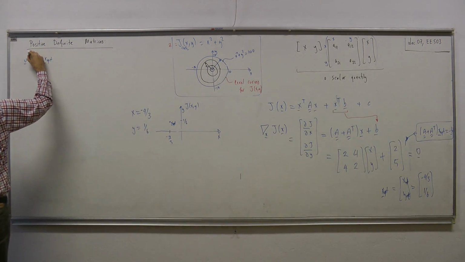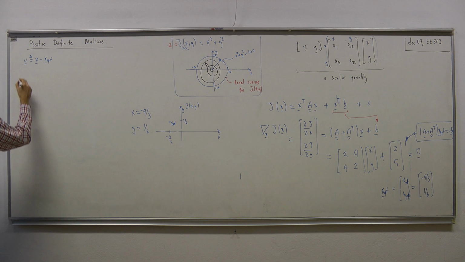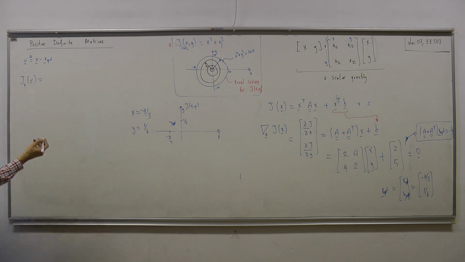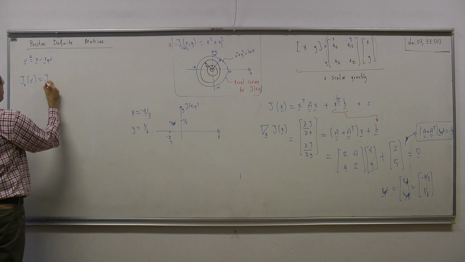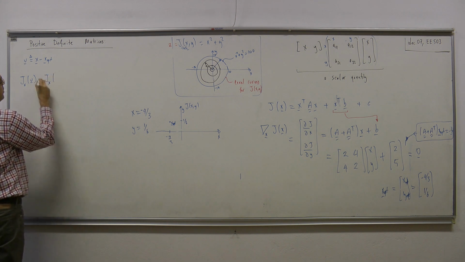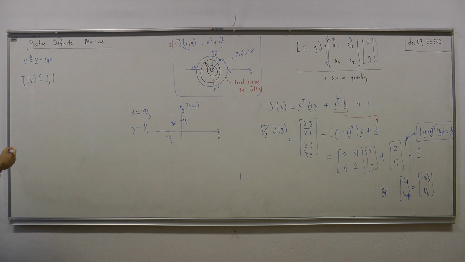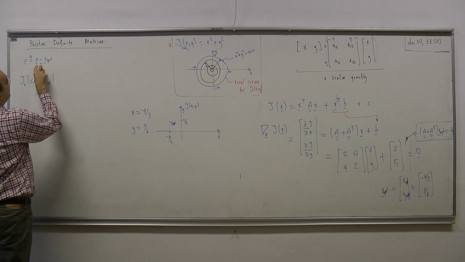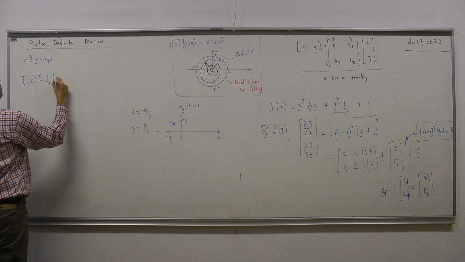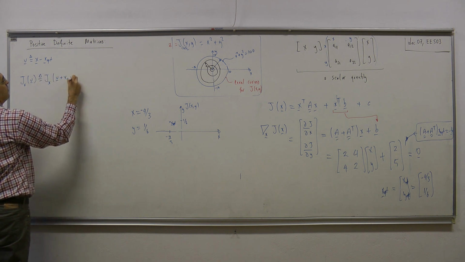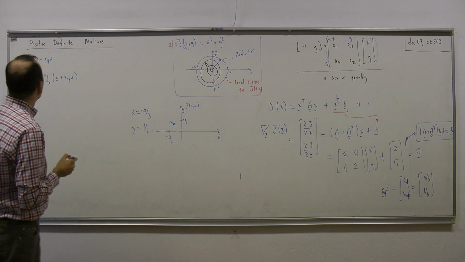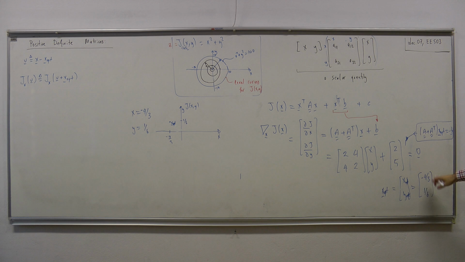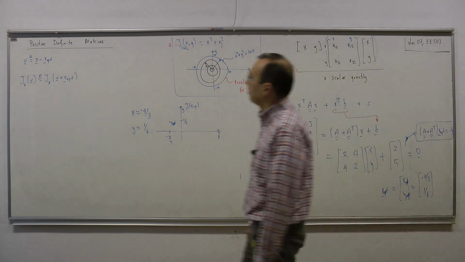So this is the definition. Let me write J of U as we have done before. Then J of X, this is again the definition of J. What is X in terms of U? X is equal to U plus XOPT. XOPT is this constant vector. I have calculated its values and so on.